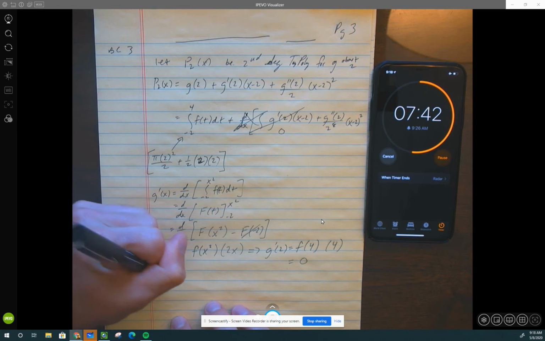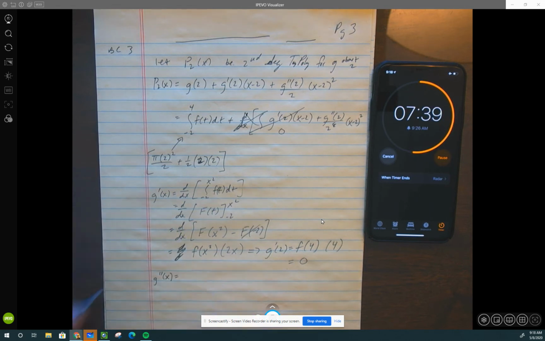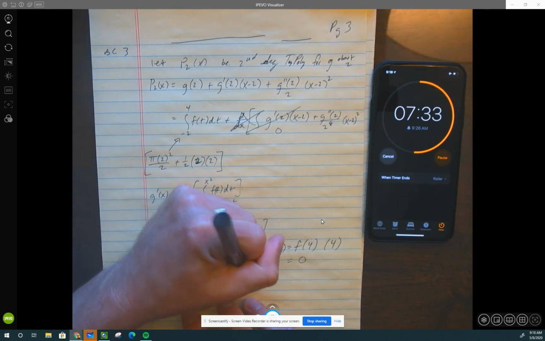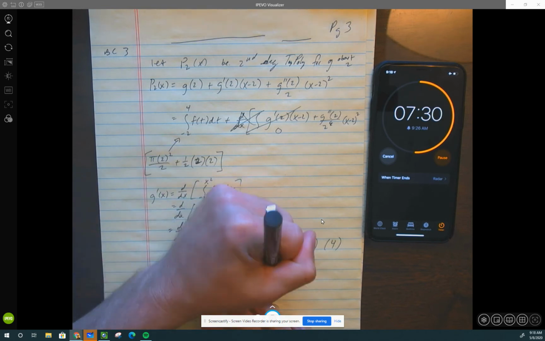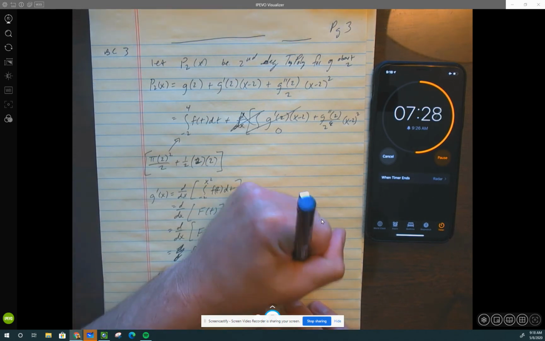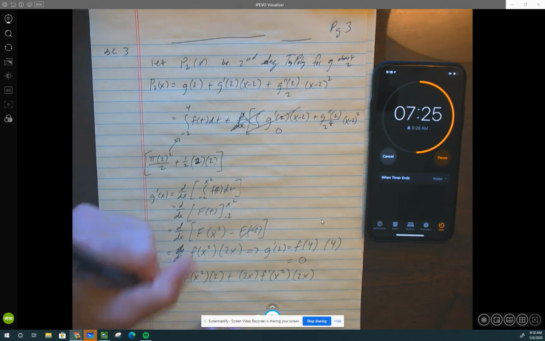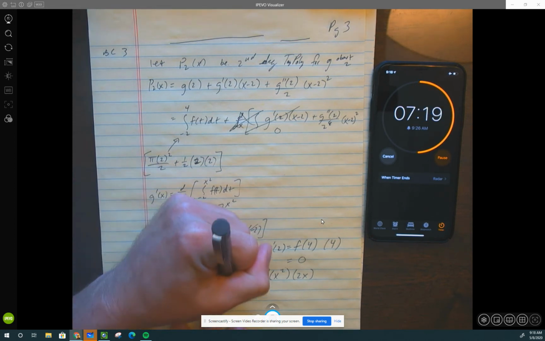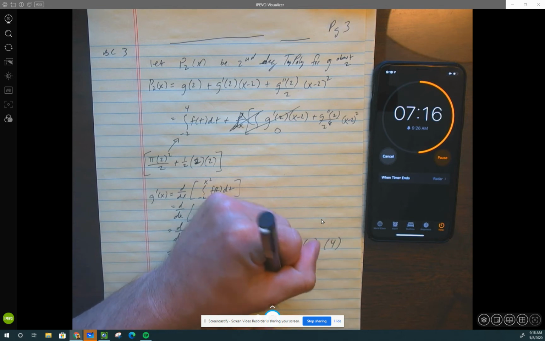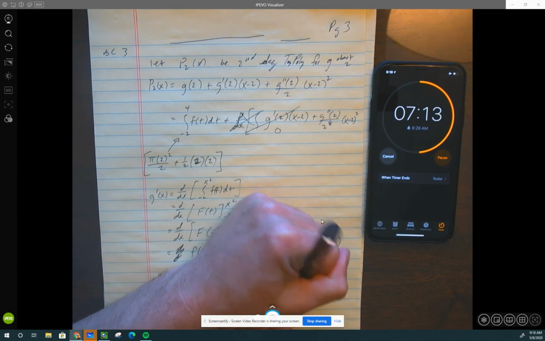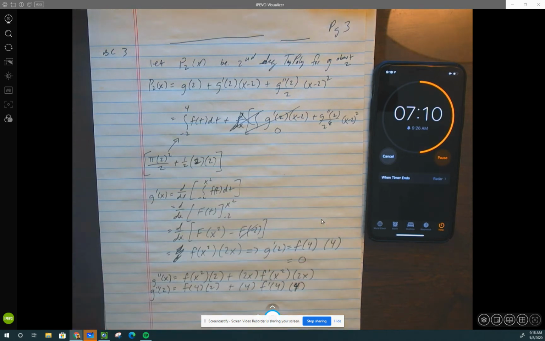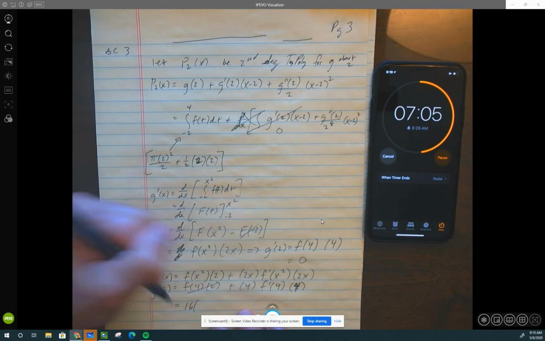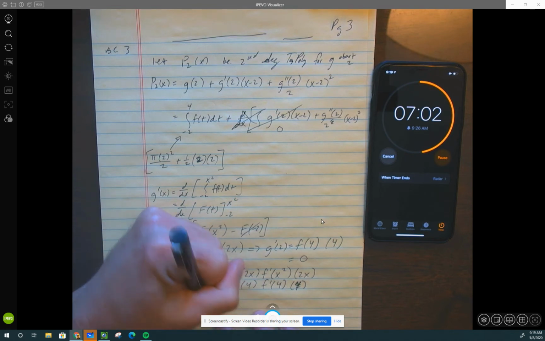G double prime is product rule. First times derivative of the second plus the second times derivative of the first, which is derivative of the outside times derivative of the inside. So G double prime of 2 is f of 4 times 2 plus 4 times f prime of 4 times 4. Well, f of 4 was 0. And so this equals 16 times f prime, which is the slope, which is -2.